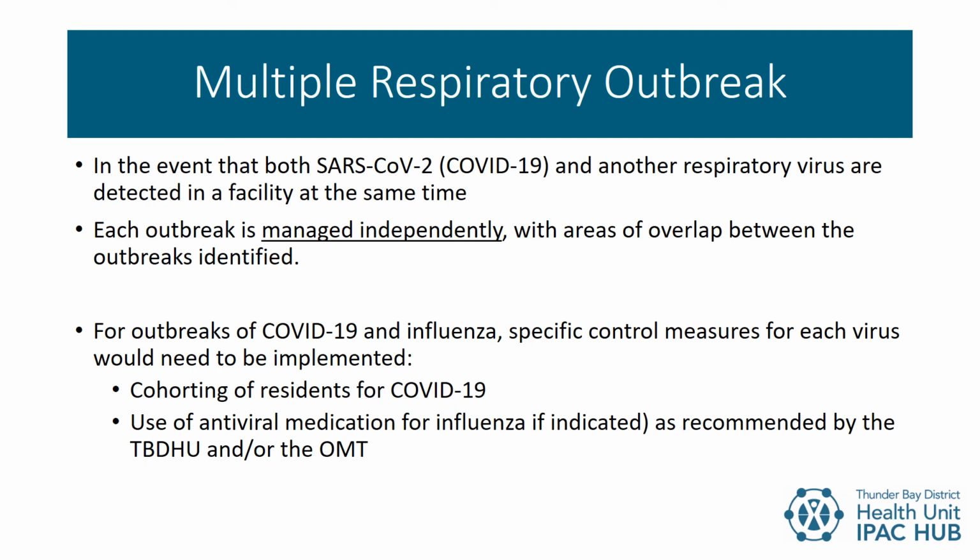In the particular event that there is more than one outbreak at a time, or more than one respiratory outbreak at the same time, each outbreak is still going to be managed independently. There could be areas of overlap between the outbreaks. So for outbreaks, let's say of COVID-19 and influenza, specific control measures for each virus will need to be implemented. So cohorting of the residents for COVID-19, use of antiviral medication for influenza if indicated. And then the outbreak management team will help with implementing and ensuring that it is the correct areas that are being addressed. So ensure staff, if they should be assigned to work in the outbreak area, are also not working in the second area.